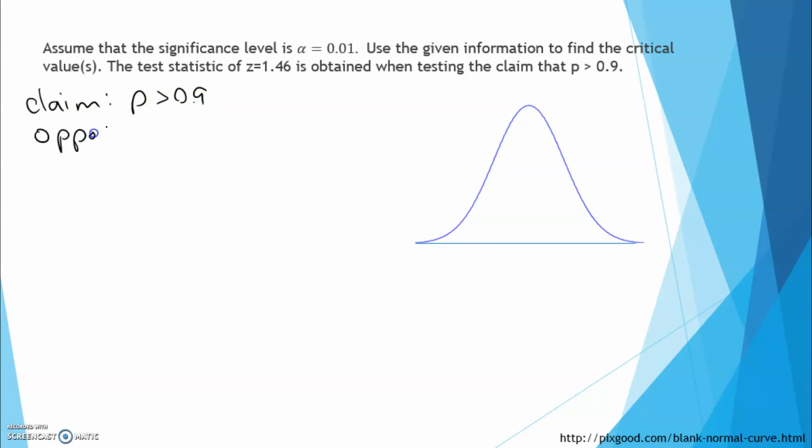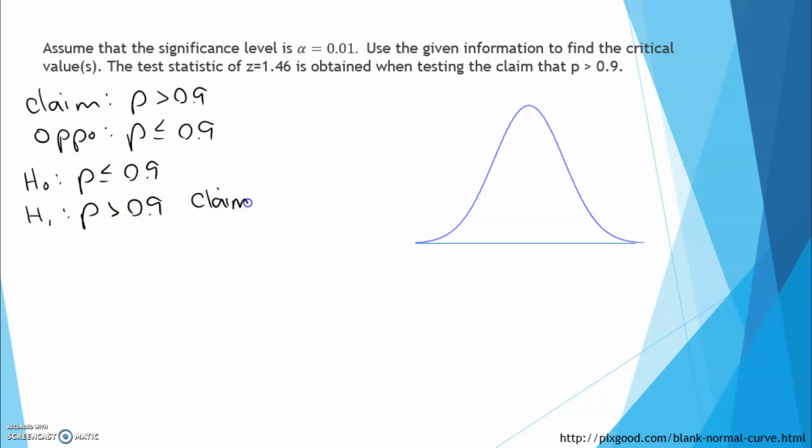The opposite, p is less than or equal to 0.9. h sub 0 is p is less than or equal to 0.9. h sub 1 is p is greater than 0.9, which between these two, in this case, the claim is h sub 1. Okay, then we're going to state alpha, 0.01, and calculate our test statistic. Well, they just gave that to us, 1.46.